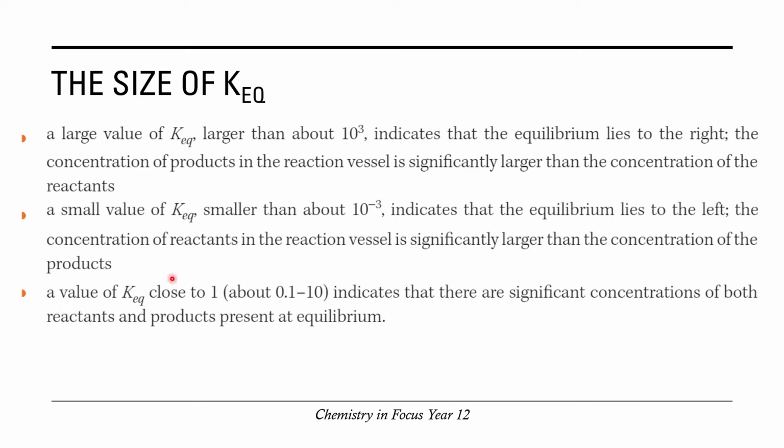For values of Keq that are at 1 or thereabouts, that generally means that there's going to be a pretty even split of reactants and products at equilibrium. The numbers that they've given here are very generalized and are just estimates. They're not hard rules, but they, I guess, help to show you the scales when we're looking at Keq values.